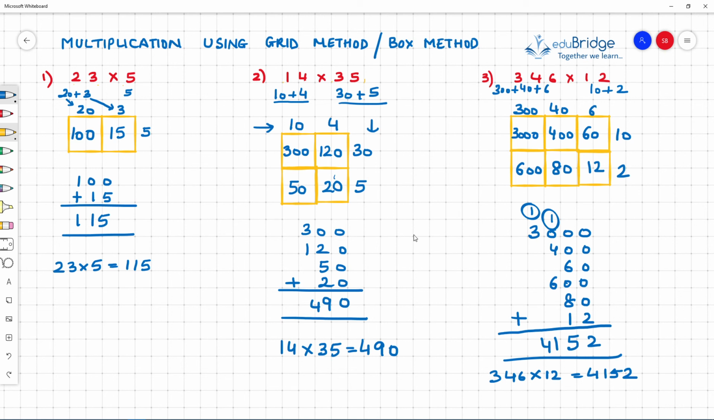Now using the same method, you can build the grid for any combination. It can be 3 by 3 digit, 4 by 4 digit, 5 by 4 digit, or any other combination. I hope this video really helps you to start learning or building your multiplication.